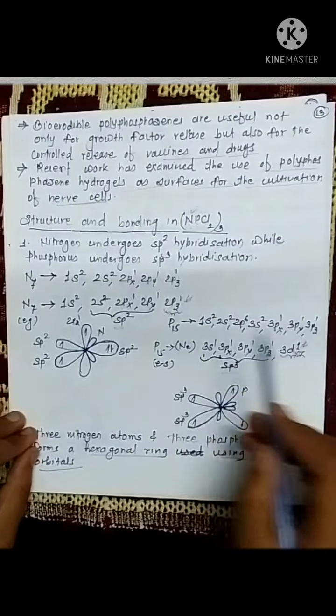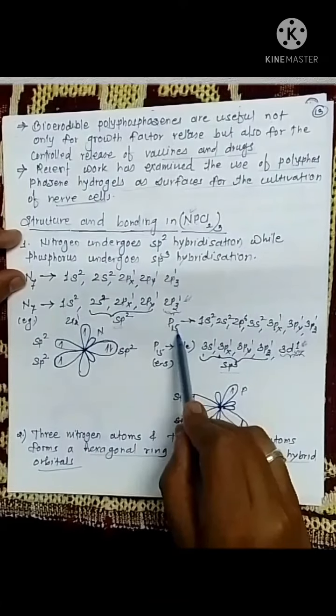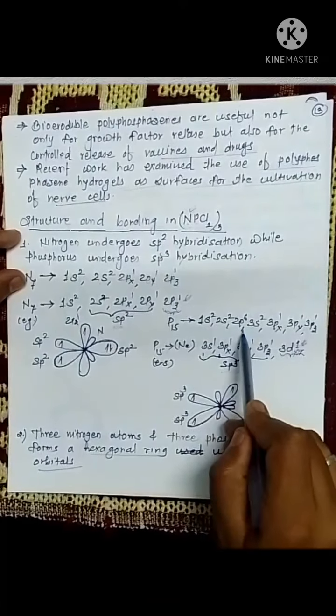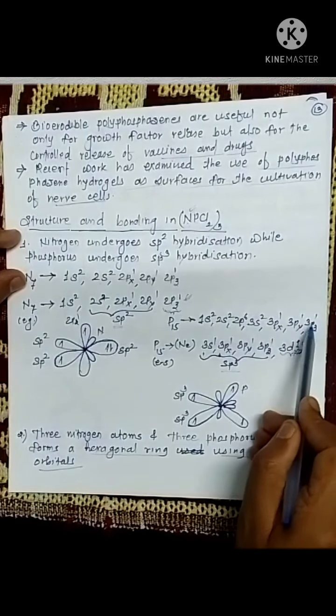Now just see the electronic configuration of phosphorus in ground state. It is written as 1s2, 2s2, 2p6, 3s2, 3px1, 3py1, 3pz1.